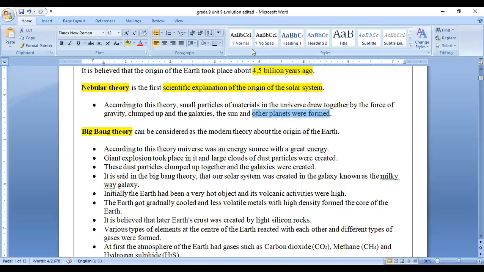Galaxies, the sun, and the planets were made. Sun and other planets, including Earth. Understood? So this is the point. There's only one line to understand here.